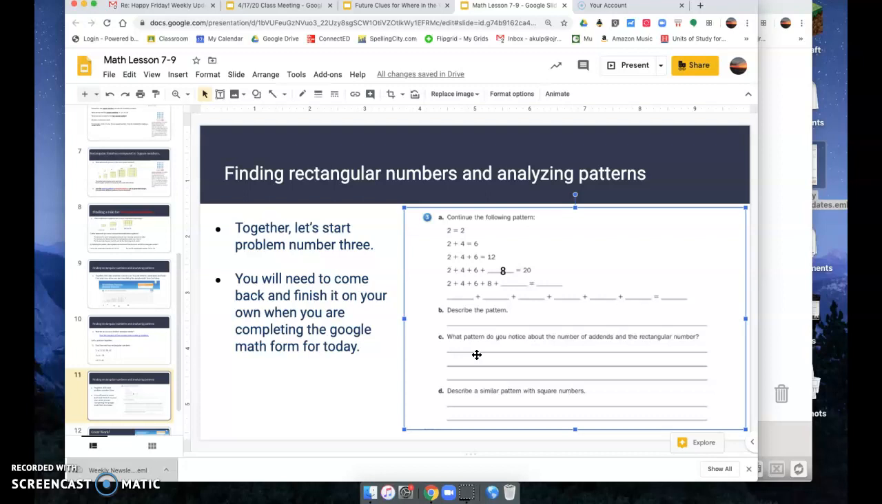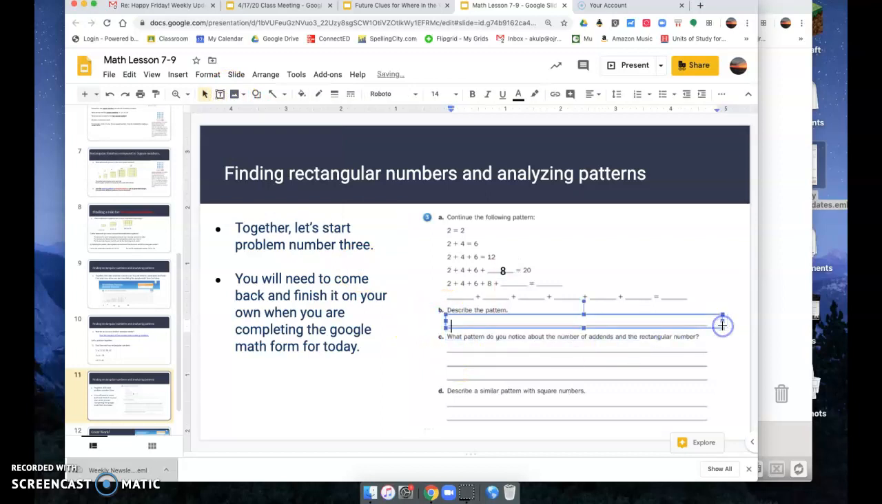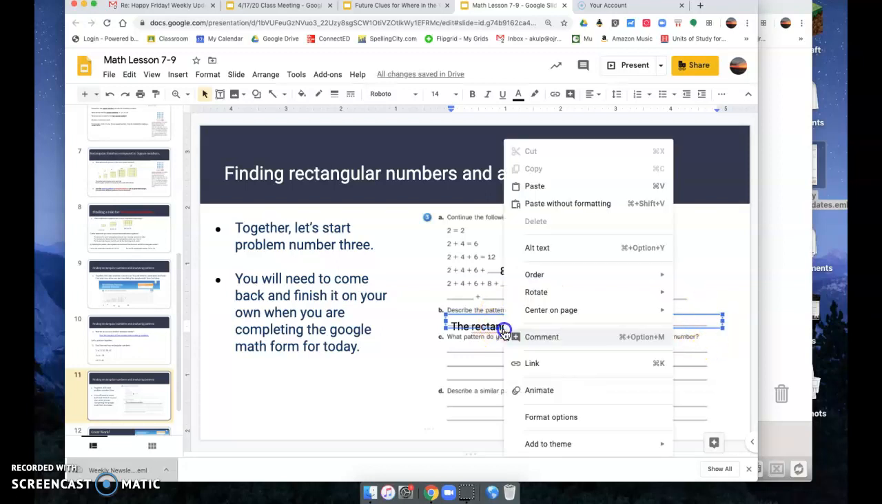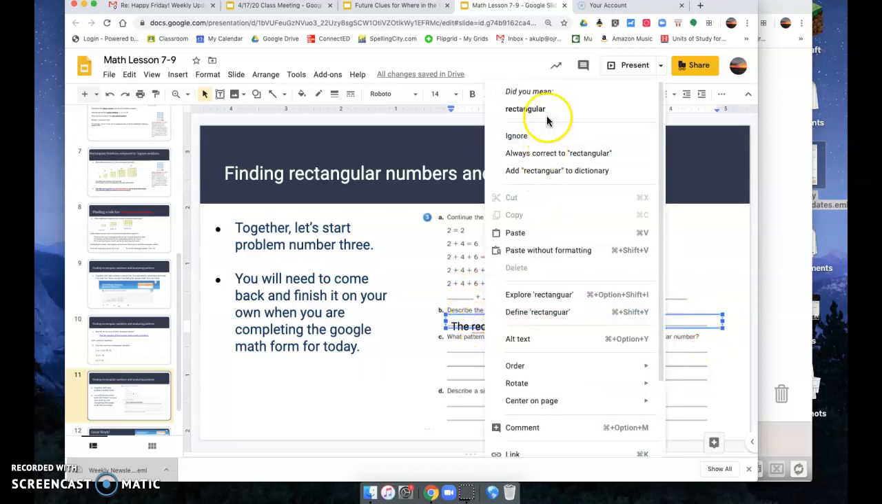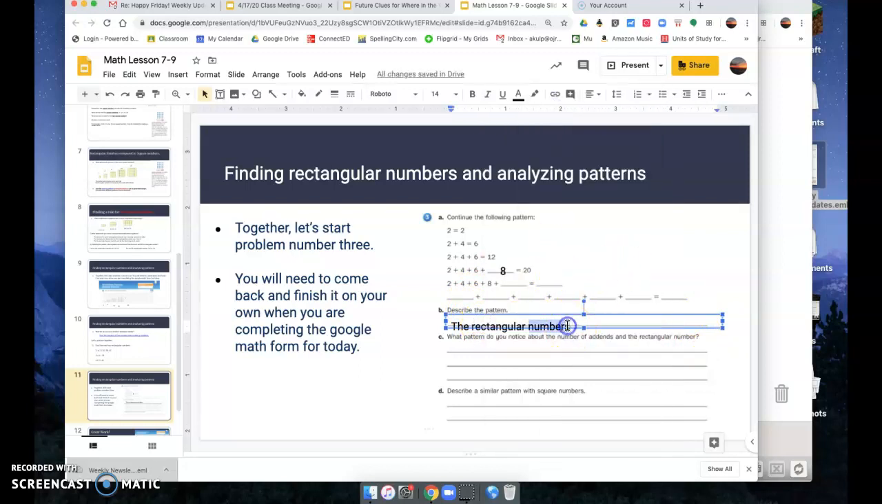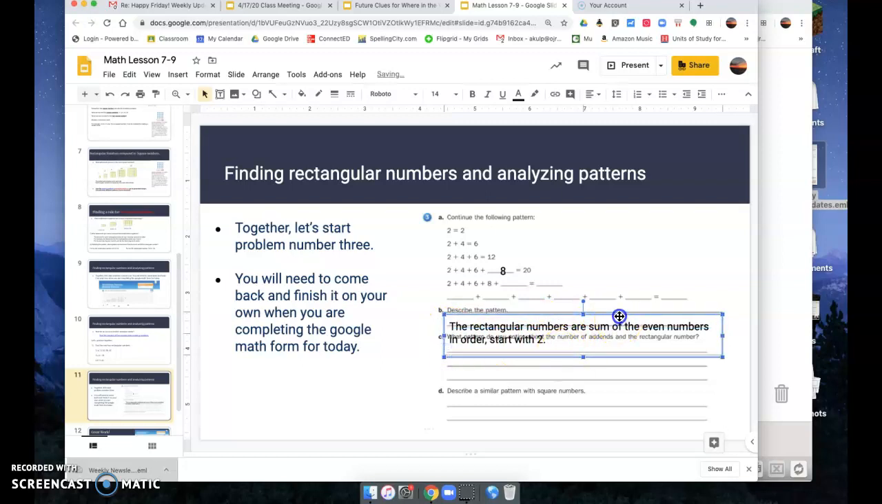So if I had to describe the pattern, I might say something like this, and again, you might want to save this for when you have to complete a journal page on your Math Google form. If I describe the pattern, I would say the rectangular numbers are the sum of the even numbers in order starting with 2, meaning if I add the even numbers in order starting with 2, that sum will give me the rectangular number.